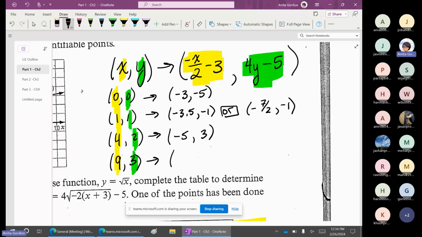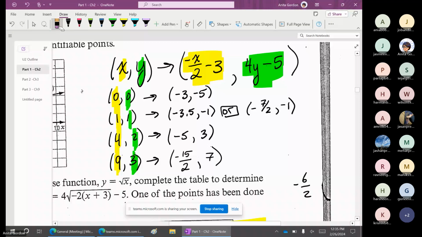All right. -9 over 2 minus 3. Oh dear. -9 over 2 minus 6 over 2 is -15 over 2, and 3 times 4 is 12. Okay, can you double check what you got against what I got?